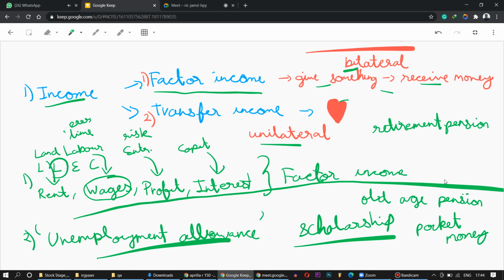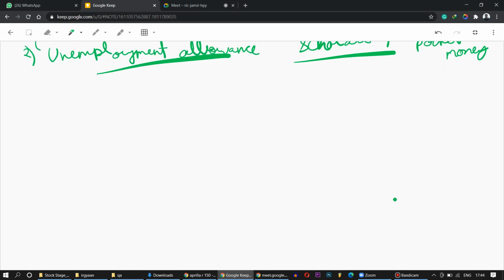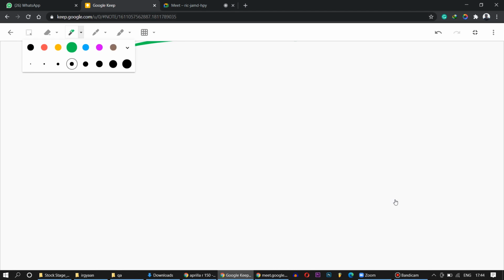Then you are receiving a retirement pension, an old age pension. You are receiving it only because of your age. So I hope you are understanding the difference between factor income and transfer income. Now this concept should be clear, and ask away if you have any doubts.